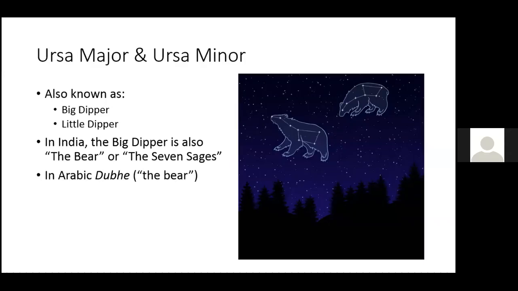In India, the Big Dipper is also known as the Bear, kind of like Ursa in the U.S. So the Bear, or that's the way it was known. It's now known as the Seven Sages in India. Or in Arabic, it's Dubay, I think. I'm probably killing that pronunciation, but also the Bear. So those are the Big Dipper and Little Dipper.